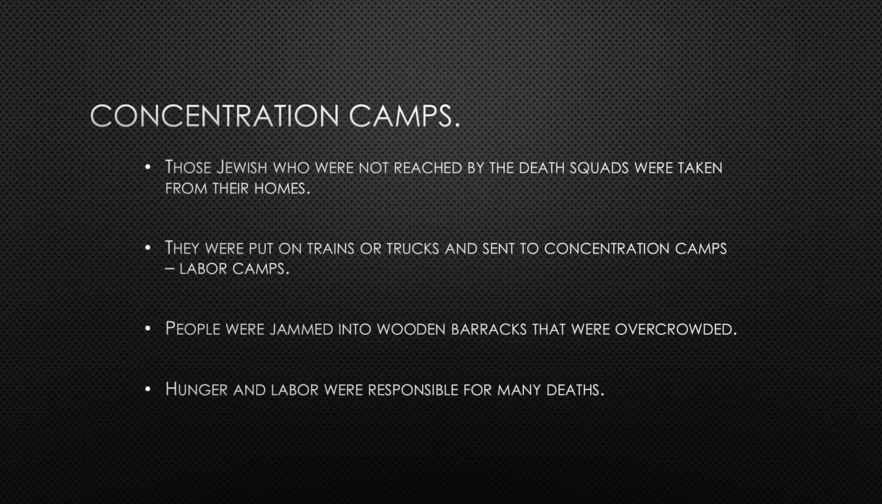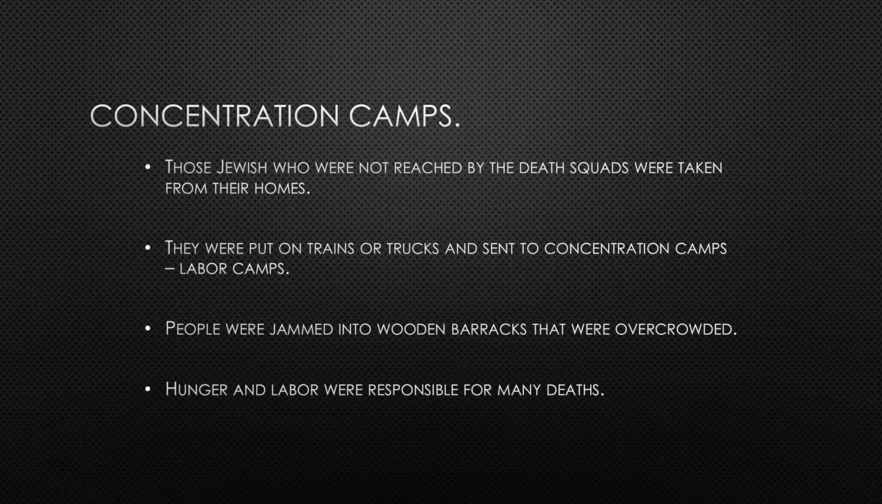Concentration camps. Those Jewish people who were not reached by death squads were taken from their homes, put on trains or trucks, and sent to concentration camps, which are basically labor camps. They were used for building bombs or other things, whatever the case may be. A lot of people died in these labor camps because they were overworked, or there was starvation or hunger. Or they could be sent to something called a death camp, where they would work as well, but the main purpose was to pretty much kill you as quickly as possible, whether from overworking or through other means, which we'll talk about in a minute.